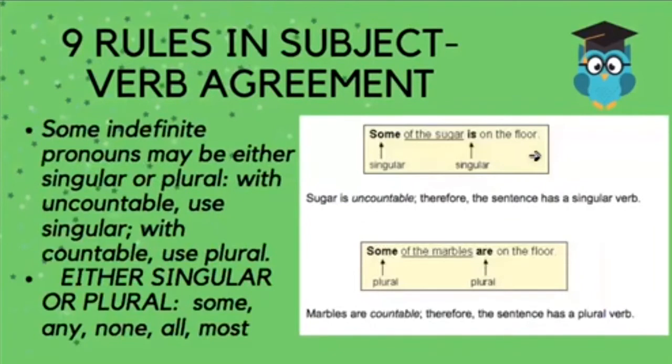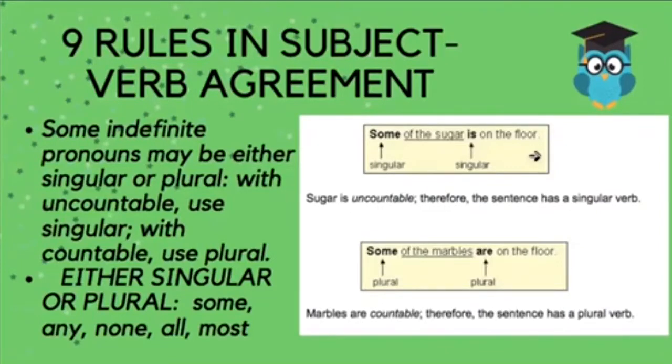Okay, next one is some indefinite pronouns may be either singular or plural. With uncountable, you use singular. With countable, you use plural. So either singular or plural for some indefinite pronouns such as some, any, none, all, or most. So here you won't just find the indefinite pronoun, but also the uncountable or countable noun.